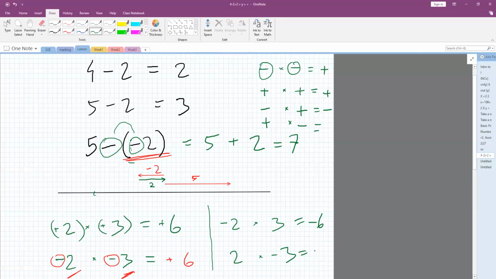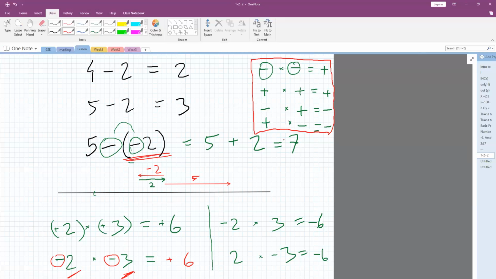Negative 6. Very good. So these are simple multiplication rules when you're dealing with negative numbers. You will see this very often in the future. Minus times minus gives you plus, plus times plus gives you plus. Now when they are opposite signs and you multiply them, minus times plus gives you minus, and vice versa, plus times minus gives you minus.